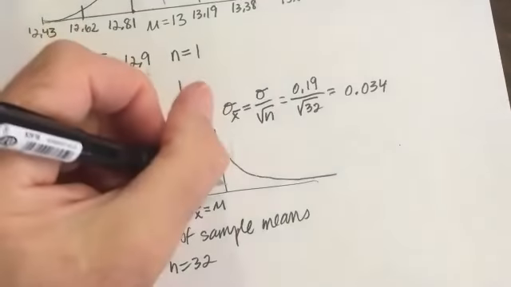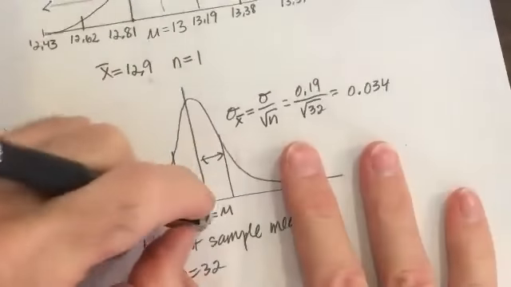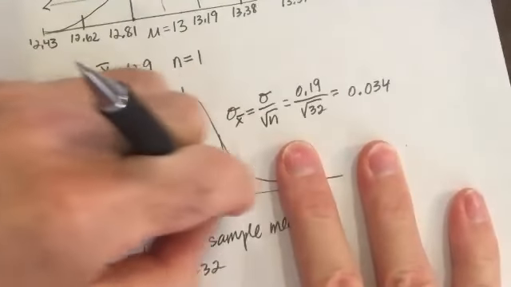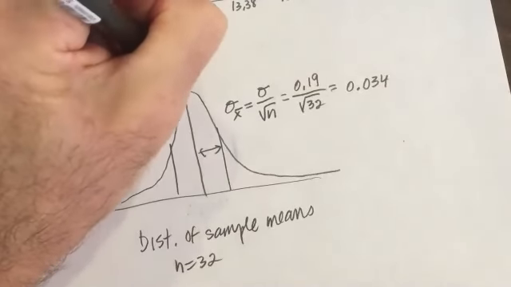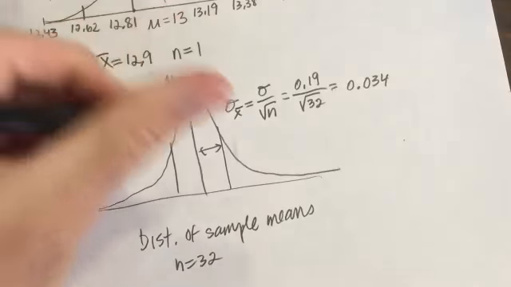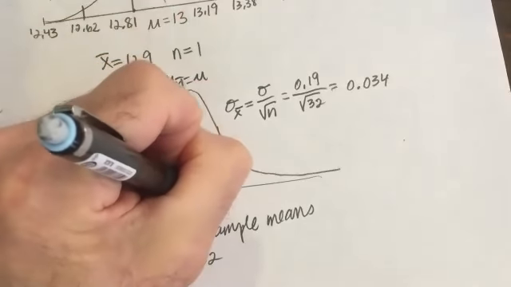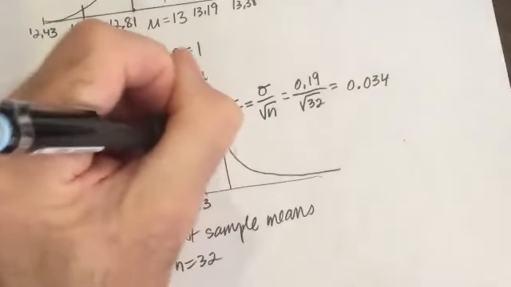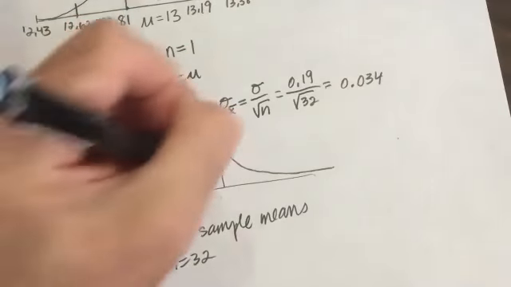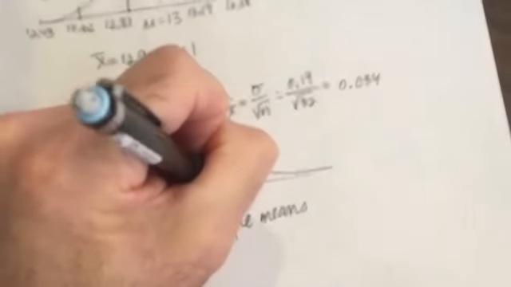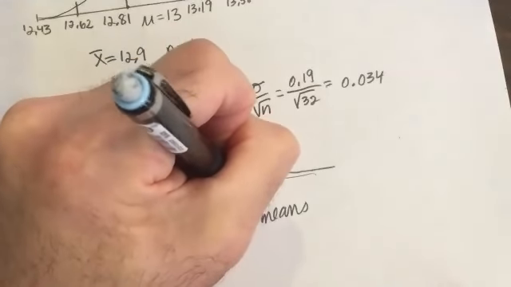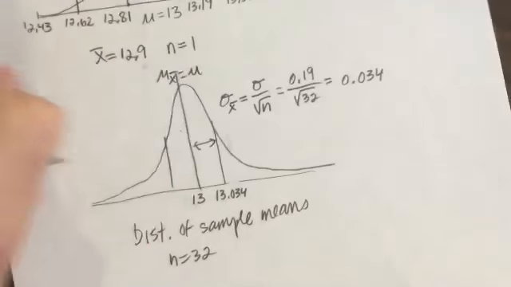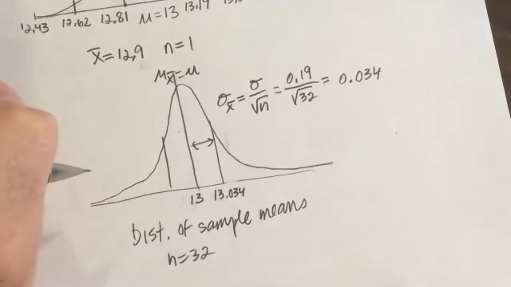Okay, so here's the mean. I didn't leave myself a lot of room to write. I'll write this up here. The mean is the mean, and then I'm going to write down here that the mean was 13. So if I go over one standard deviation, now I only go over to 13.034. In other words, samples of size 32 are a lot less spread out.